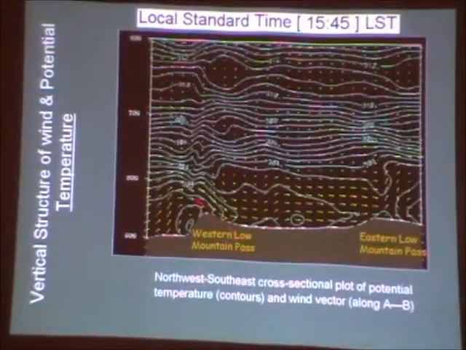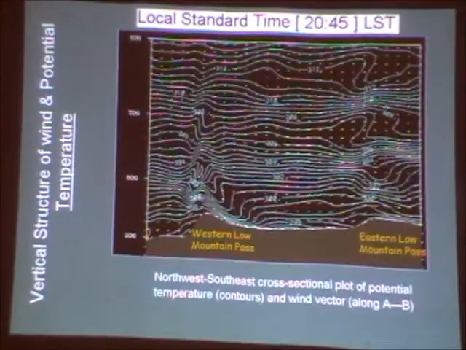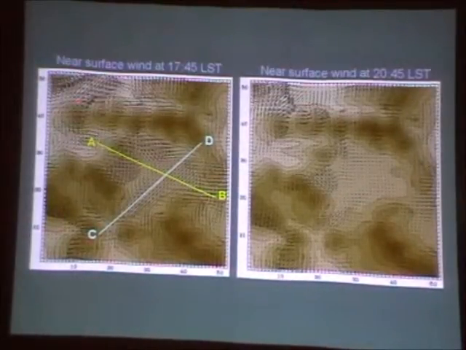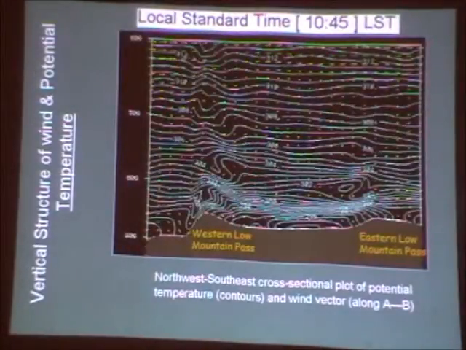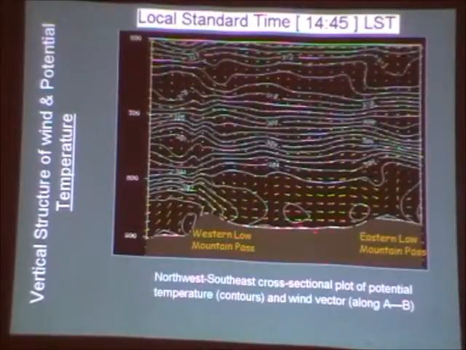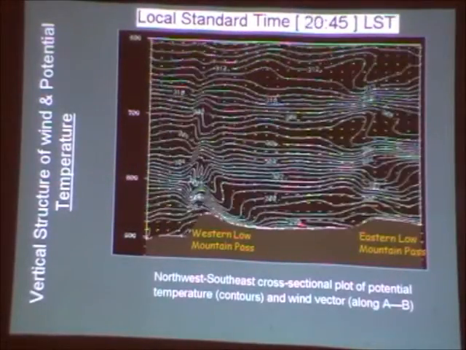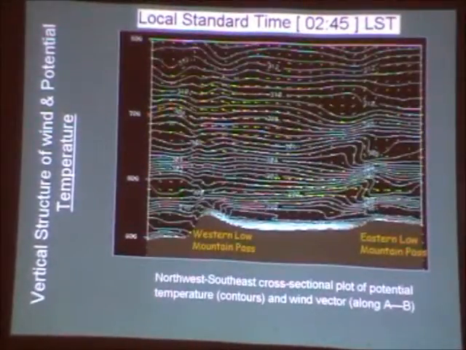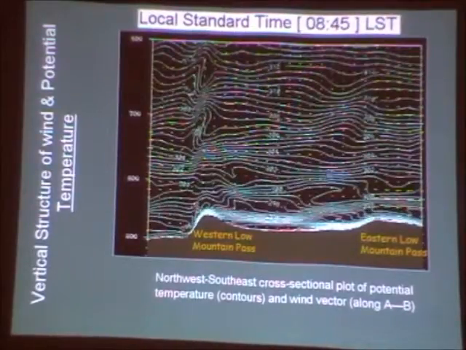This is the southwest to northeast vertical cross section along the line AB, and you see that the Kathmandu Valley develops a very stratified layer, and this strong inversion breaks off at 9:30 a.m. in the morning, and it lifts off.